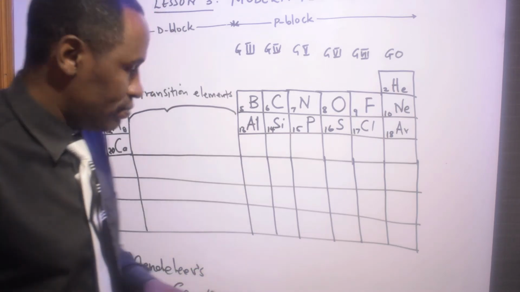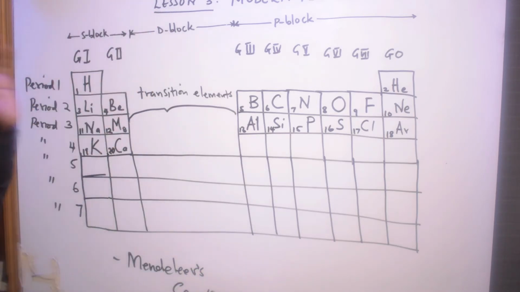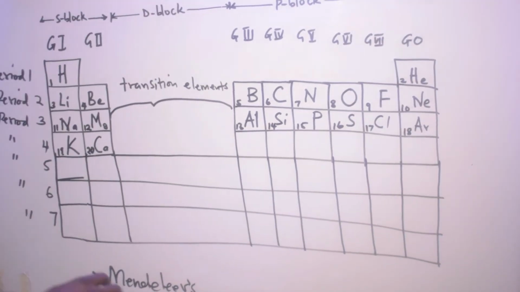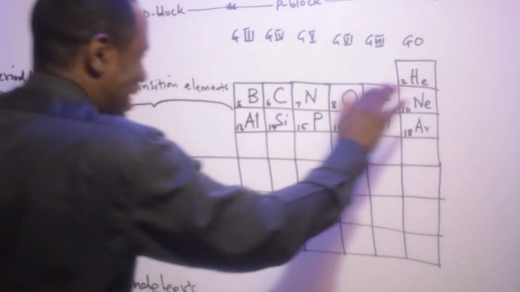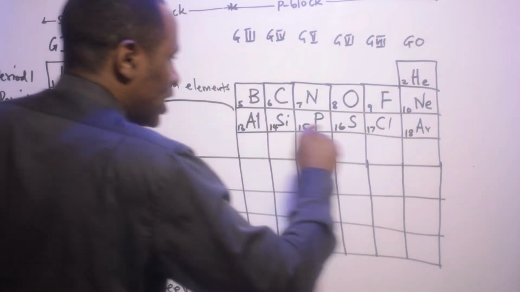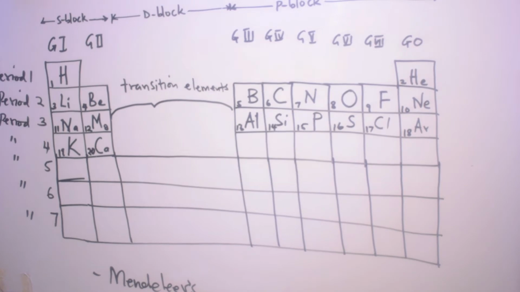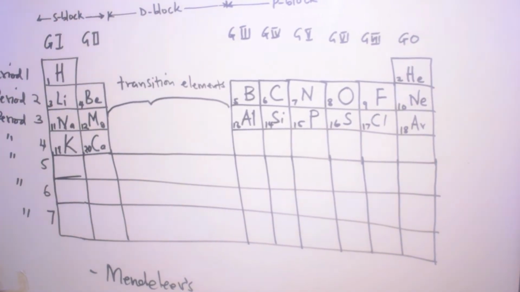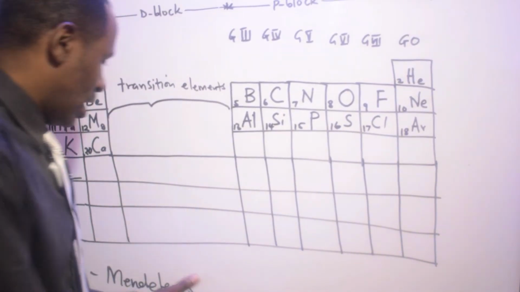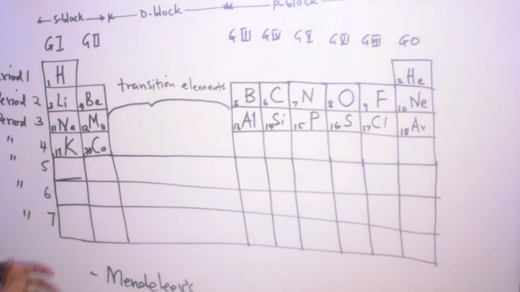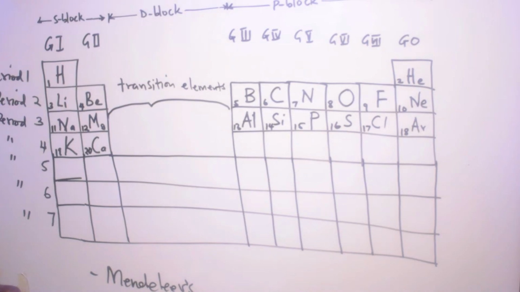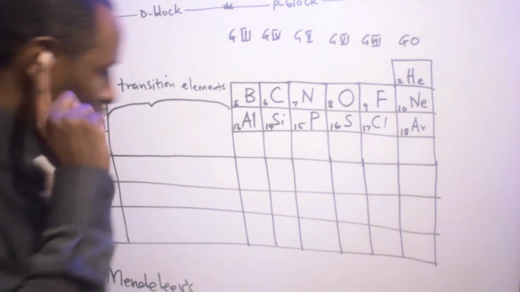Look at that. So this is the way we actually arrange our elements in order of their atomic numbers according to Henry. This is an advancement of Professor Henry, who came up with this very idea of arranging the elements in the periodic table according to their atomic numbers.